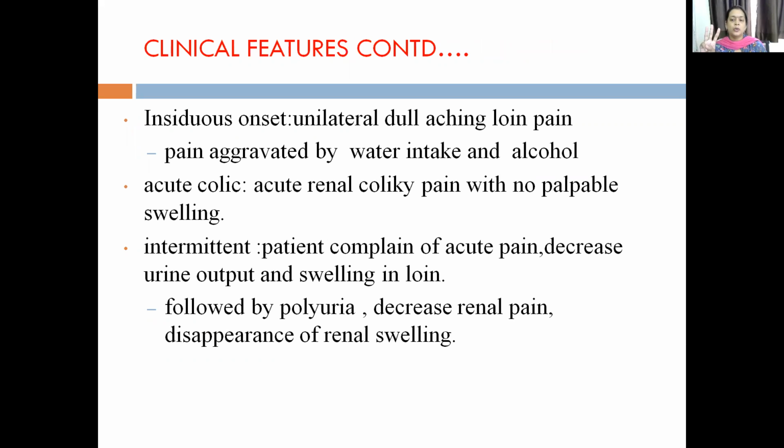The third one is where the patient complains of acute pain, then decreased renal output, and then swelling in the loin. This is followed by polyuria, diffuse renal pain, and disappearance of the swelling. So there is pain, swelling, no swelling. So that is intermittent: acute pain, and then no swelling. Acute colic, insidious onset: dull aching pain aggravated by water and alcohol.